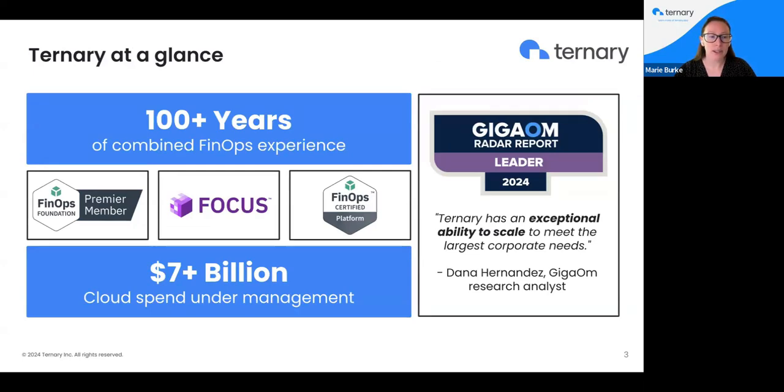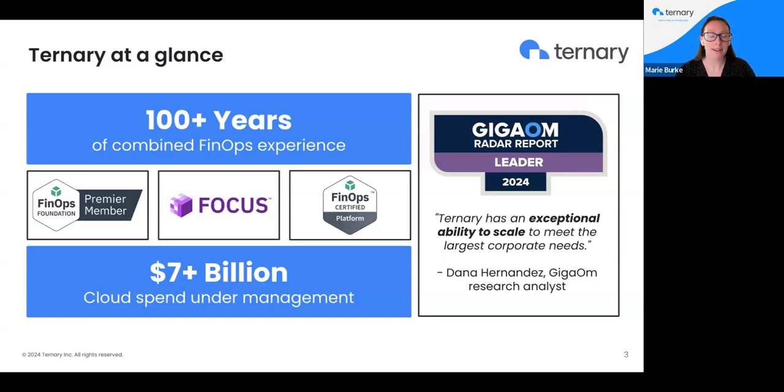And I really do think people are a big differentiator for any company and organization. But what's unique about Ternary is that we are a team of FinOps practitioners and experts who've been in this space for a long time. And so you may see 100 years and think, oh, well, 100 years across a team isn't that many years. But for a company of our size, we are a startup, about 30 people. Many of us have been in this space for 5+ years. And so that really brings up our average and our count over 100 years.